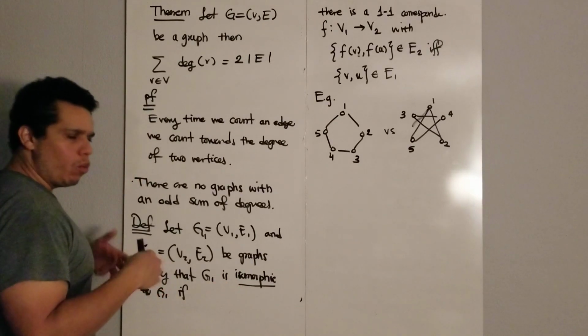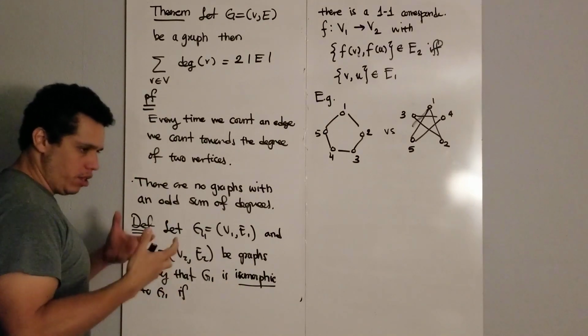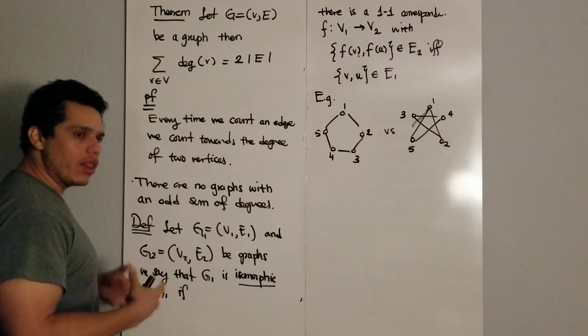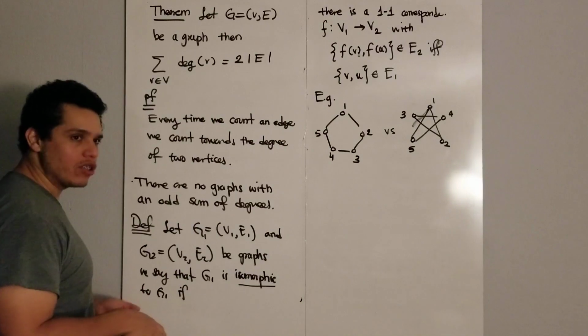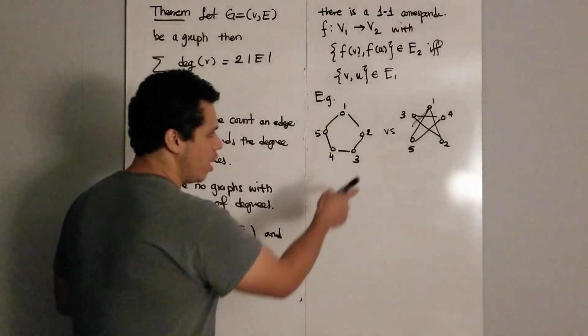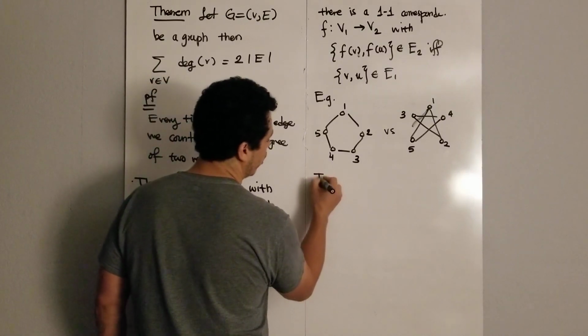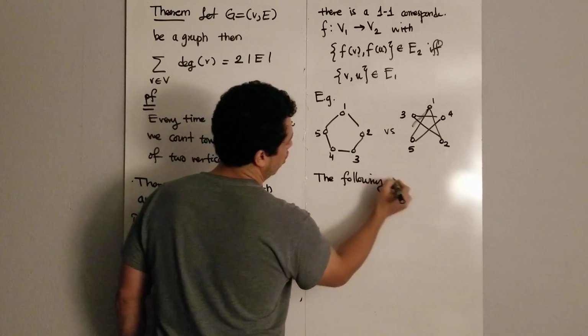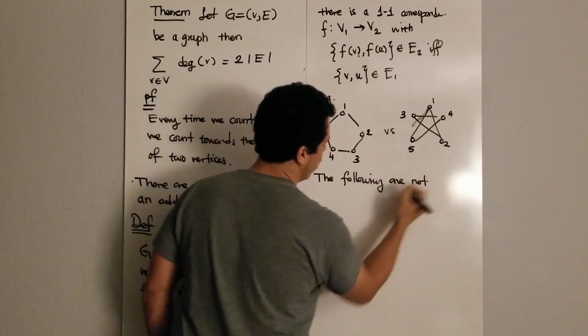So one of the main problems, if not the main problem of graph theory, is how we can distinguish among non-isomorphic graphs. So graphs that are truly different. And here is another example. The following are not isomorphic.